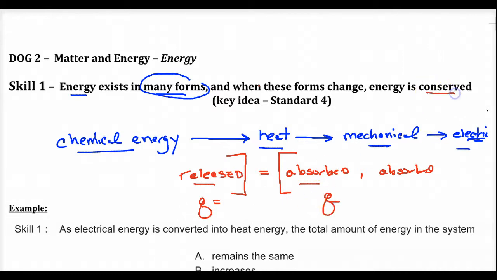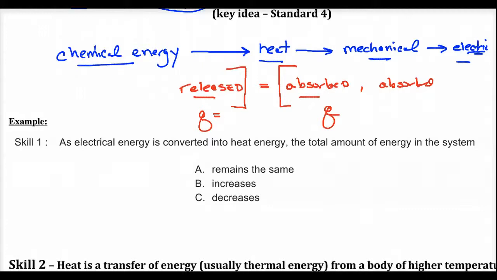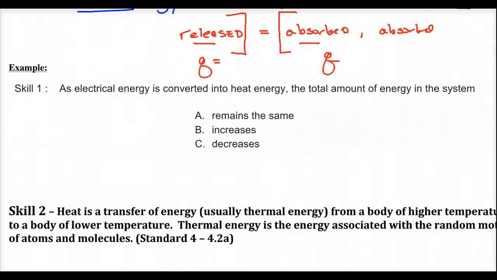So look at the example I gave you with the skill. Skill 1 is talking about the conservation of energy and that energy can be in many forms. So here's an example of a Regents question with that. As electrical energy is converted into heat energy, the total amount of energy in this system remains the same. We're not creating energy. We're not destroying energy. I know that we're converting from one form to another, but the total has to stay the same because of conservation. Okay, moving on to skill 2.